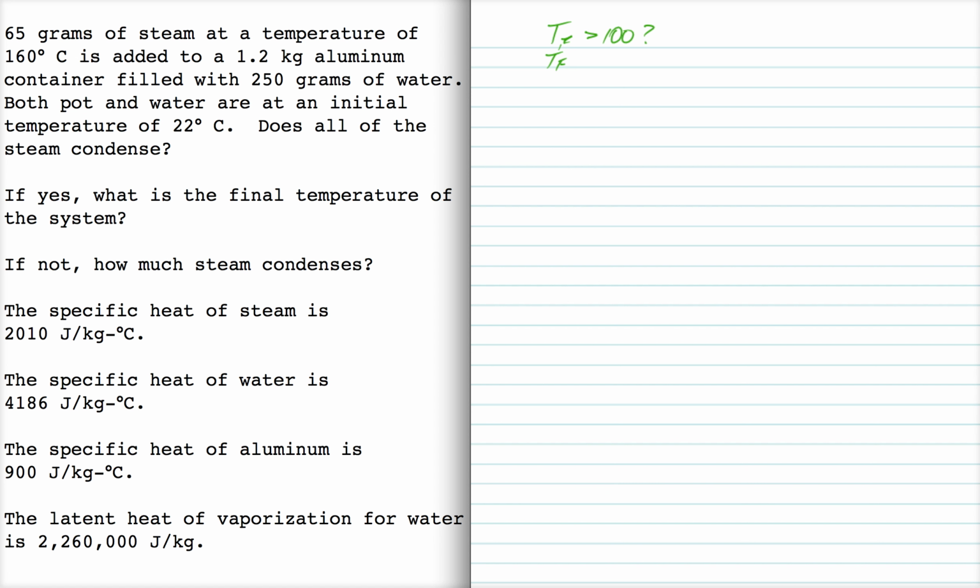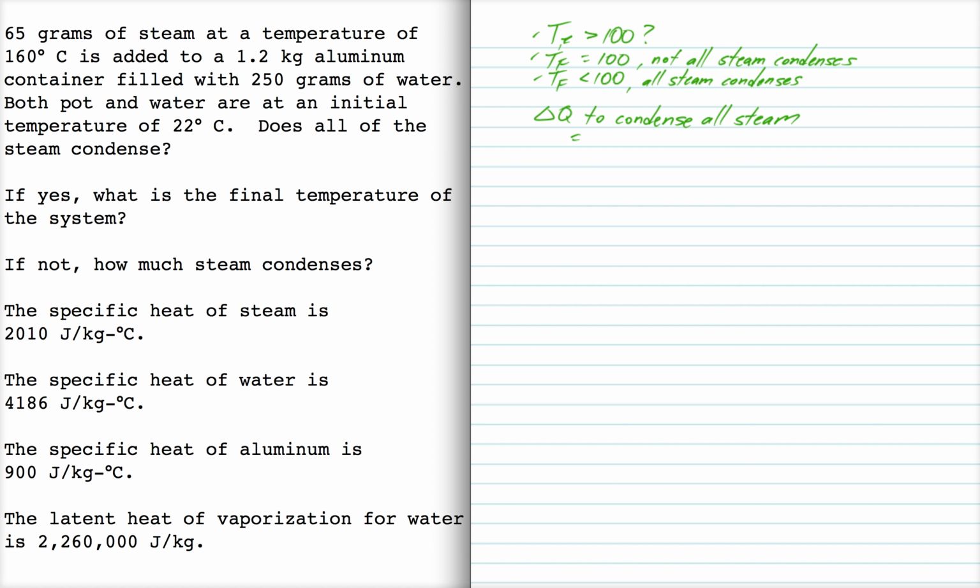If the final temperature is 100, then not all the steam condenses. And if the final temperature is less than 100, then all the steam condenses, and we have to find the final temperature. So before we really start this problem, we have to figure out which of these three domains we're in. So first of all, I'm going to find out how much heat it takes to condense all of the steam.